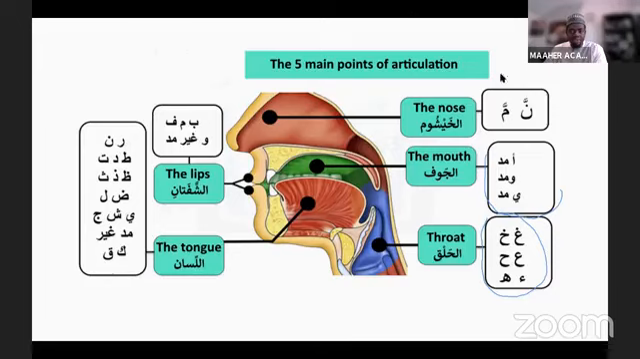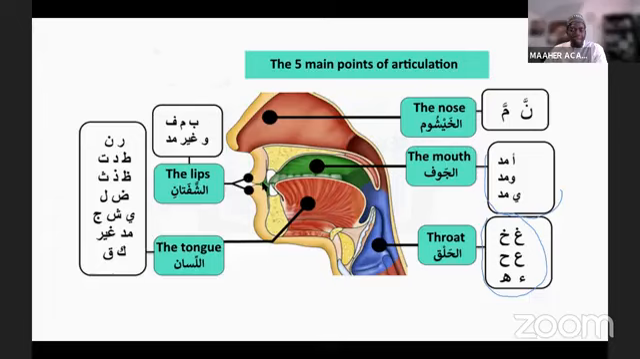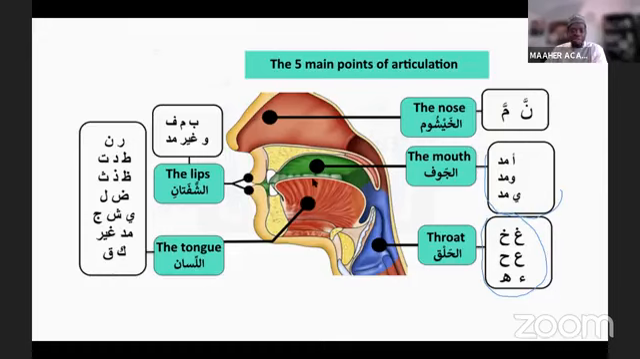We've talked about mad. So today I want to briefly introduce you all to the lisan, the tongue. The tongue also has 4 regions. Like we learned about the throat, the letters are from 3 regions: the adna al-halq, wasat al-halq, aqsa al-halq. The lisan also has 4 regions that letters actually come out from.